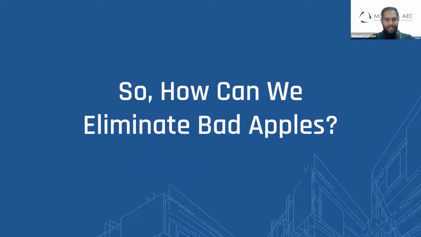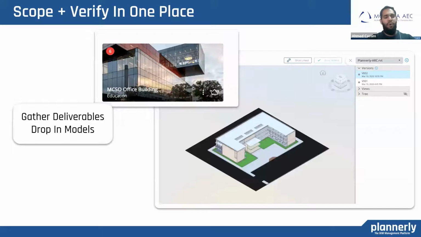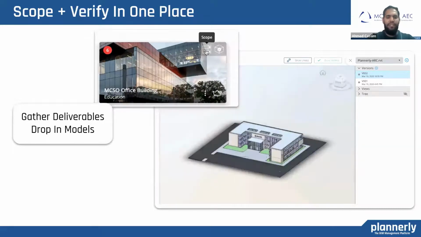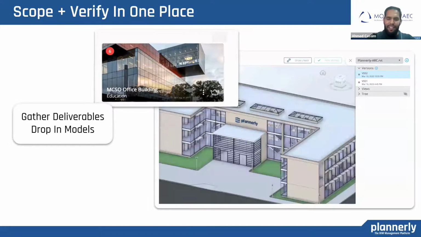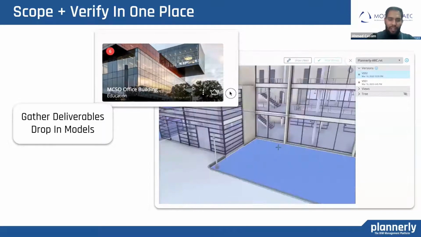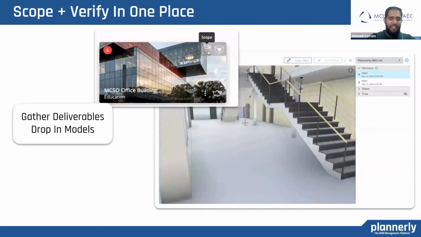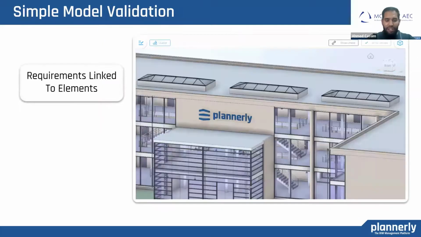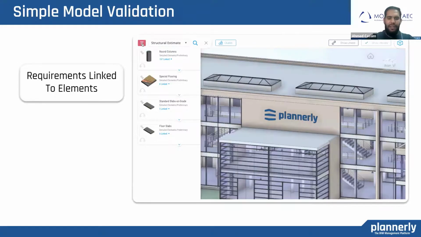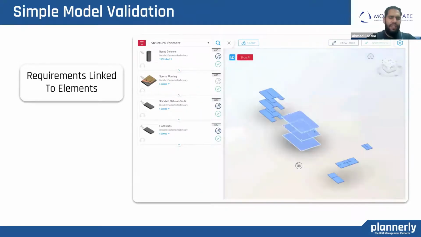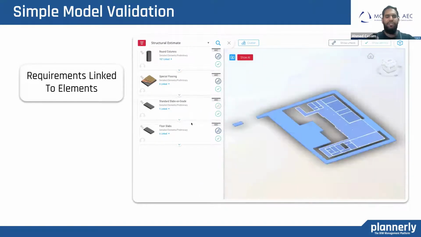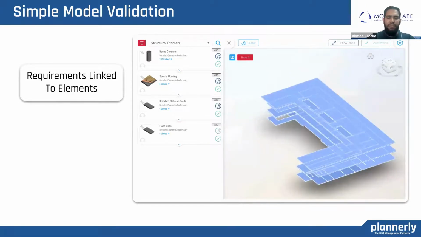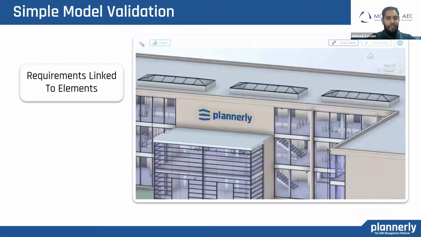What can we do? So we talked about having it all in one place. So being able to have that scope and verify that scope and gathering the requirements and the models in the same place is really very powerful. Simple model validation, so being able to easily link what requirements and what elements should be tied together, and going through that process very easily will help us save so much of time, but also help us not miss out on those checklists as well.